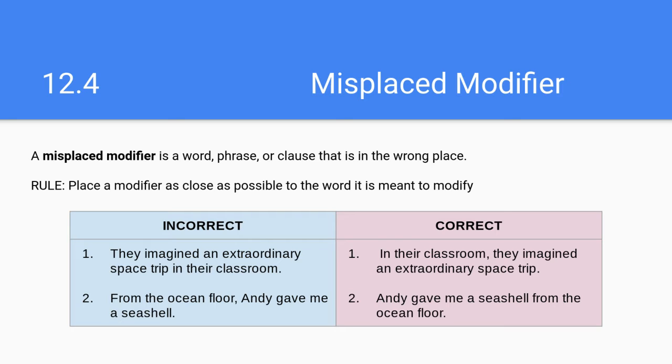Similar example here, number two: from the ocean floor, Andy gave me a seashell. That makes it sound like Andy is down in the ocean right now, and he grabs a seashell, and his Inspector Gadget arm reaches up to me at the beach, right? That's not what's happening. They are just trying to tell us that the seashell came from the ocean floor. So you have to move that modifying phrase as close as possible to seashell. So look at how we corrected here. Number two, Andy gave me a seashell from the ocean floor. Okay.